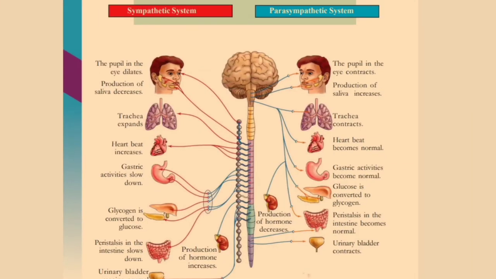What are the emergency situation systems? So sympathetic system and parasympathetic system. In sympathetic system, the pupil in the eye dilates. Opposite is that in the parasympathetic system, the pupil in the eye contracts.